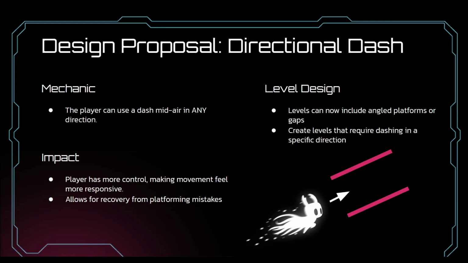So a mechanic that came to my mind when thinking about these games was directional dashing. Specifically, this would be great for a game like Hollow Knight, which already has a dash, but you can only do it forward in the game. This mechanic would pretty much give the player even more control and make the movement feel even more responsive than it already is. It'll also let you recover from platforming mistakes more frequently, and also having this mechanic could make for more unique and creative levels with angled platforms and obstacles like you can see in that little diagram.